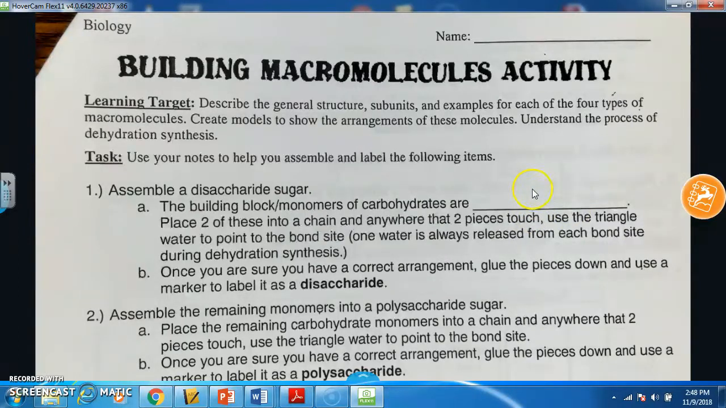Okay, you just can't start building. You actually have to write it in, and you'll get that answer from your notes. Then it'll tell you place 2 of these into a chain and anywhere that 2 pieces touch, use the triangle water to point to the bond site. 1 water is always released from each bond site during dehydration synthesis. Once you are sure you have a correct arrangement, glue the pieces down and use a marker to label it as disaccharide. So at this point, that's when you will get a blank piece of white paper.